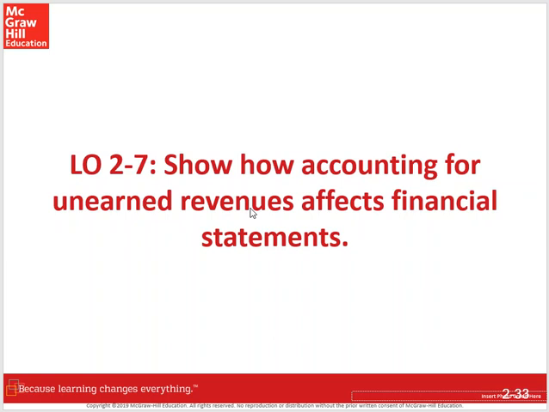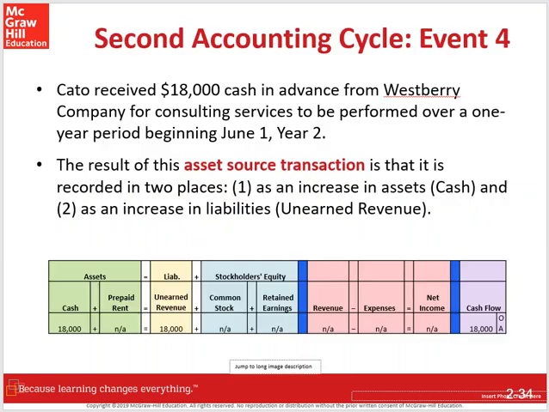So next we're going to take a look at unearned revenue, which is another type of deferral. So Cato received $18,000 cash in advance from Westbury Company for consulting services to be performed over a one-year period beginning June 1st, year 2. So that $18,000 is going to be for work that Cato is going to provide in the future, starting on June 1st and ending in essentially the end of May in year 3. So that $18,000, first, we haven't done the work yet, and second, it doesn't all belong to this year.